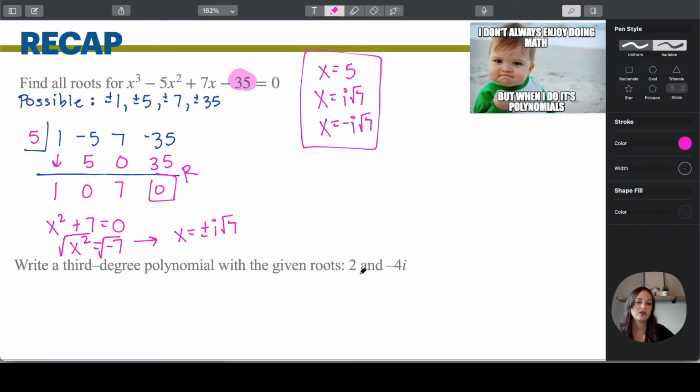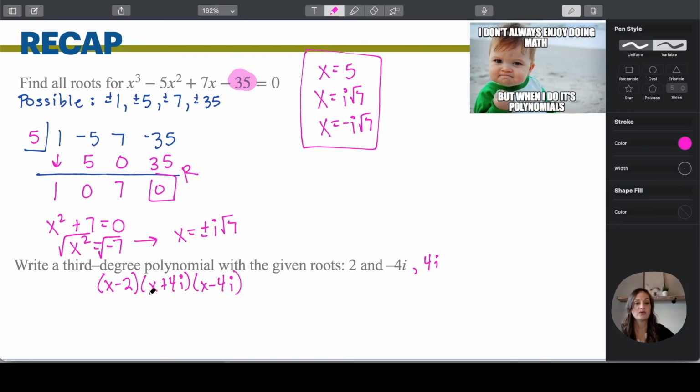Write a third-degree polynomial with the given roots. Well, we know 2 and negative 4i, but you got to think about the fact that the conjugate, since negative 4i is a 0, that means a positive 4i is a 0. So if 2 is a 0, then x minus 2 is a factor. And that would be x plus 4i and x minus 4i.